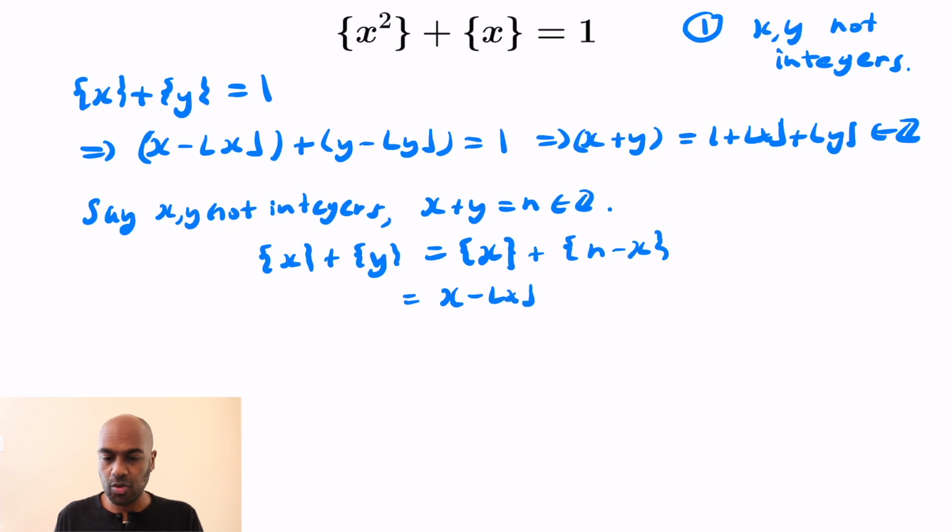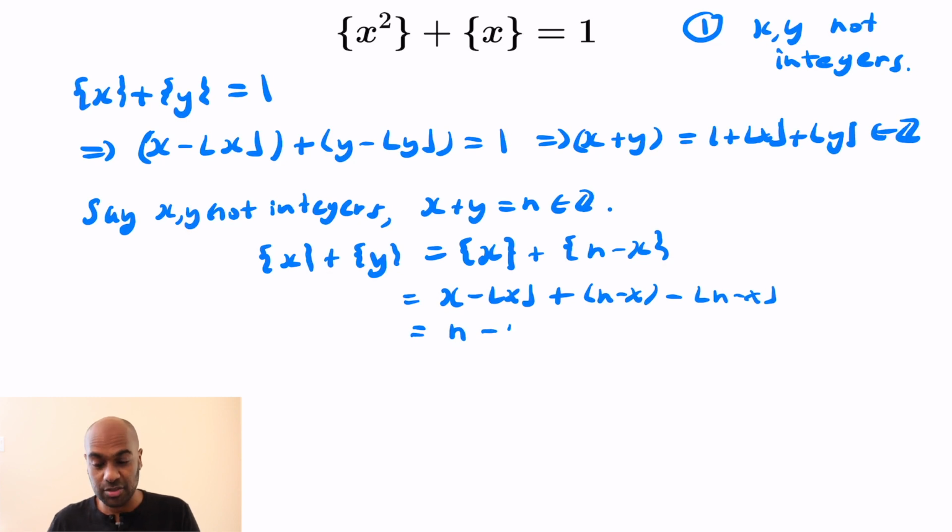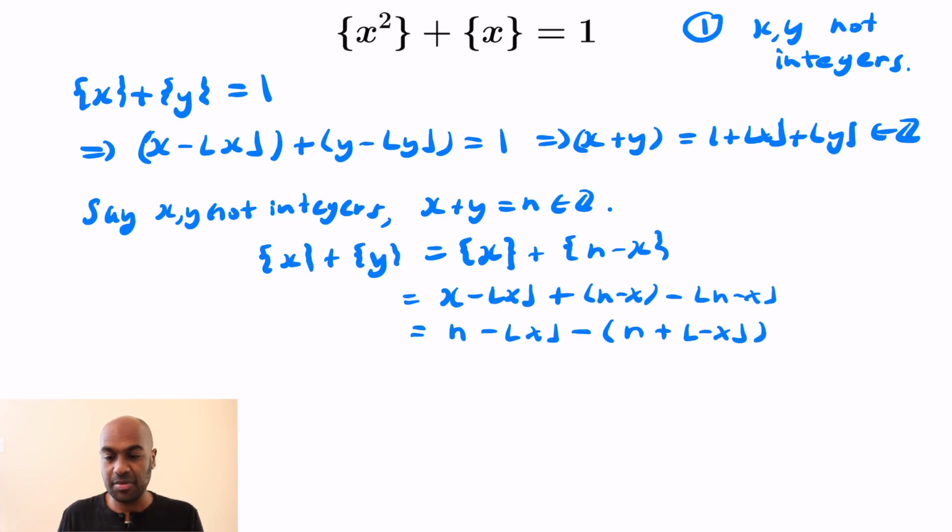Okay, so let's represent each of these in terms of the floor. So the fractional part of x is x minus the floor of x. And the fractional part of n minus x is n minus x minus the floor of n minus x. So put these together, the x and the n minus x together give you n, and we subtract the floor of x minus the quantity floor of n minus x, which is the same as n plus the floor of negative x. So the n's cancel, and we're left with the negative floor of x minus the floor of negative x.